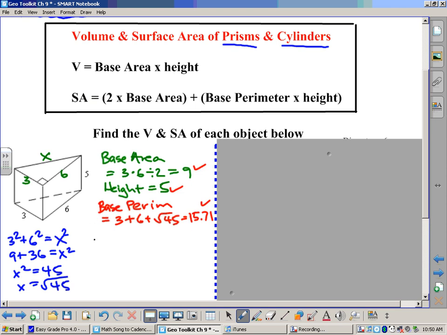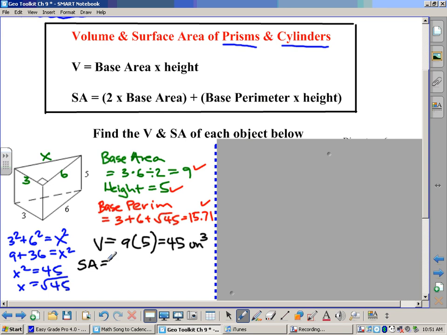So the volume is simply, as the formula states up here, the area of the base times the height. Well, the area of the base is 9. Your height is 5. 9 times 5 is 45. And remember, we measure this in cubic units. So it's going to be units with a 3 up here. So that's cubic units.